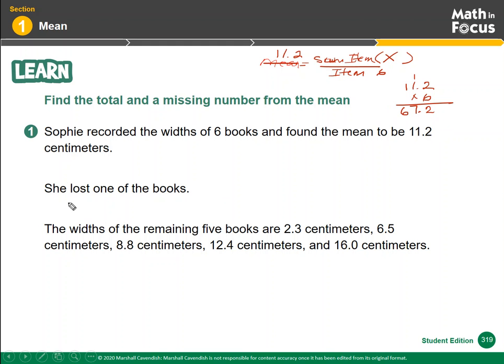Okay, so now what I would do is add up the books that I still have. So I've got 2.3 plus 6.5 plus 8.8 plus 12.4 and plus 16. I would total all those up and I would get 46. Okay, so 46 is the total of this here.